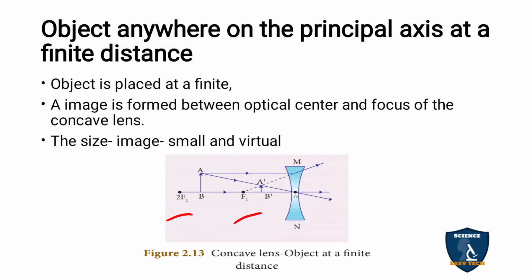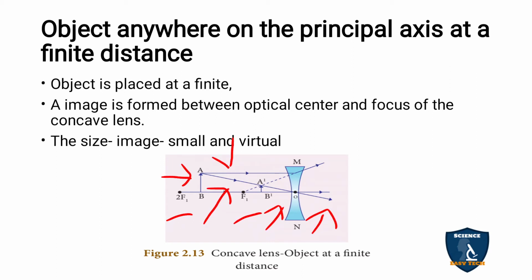So you place the object here and the light rays pass through the concave lens. The first rule is that one ray passes through the optic center. Here it is the optic center, so there is no deviation. After refraction also there is no deviation.